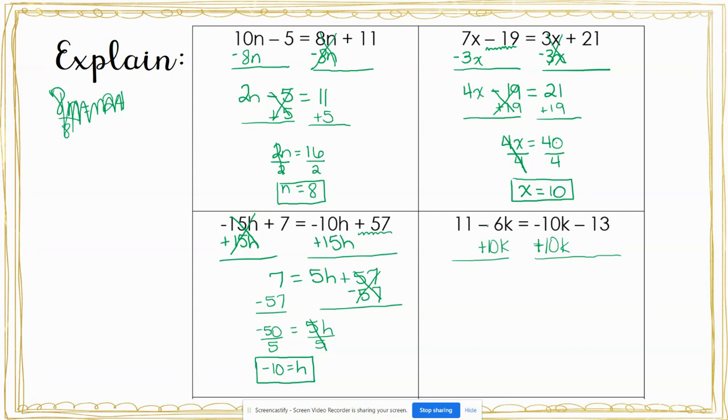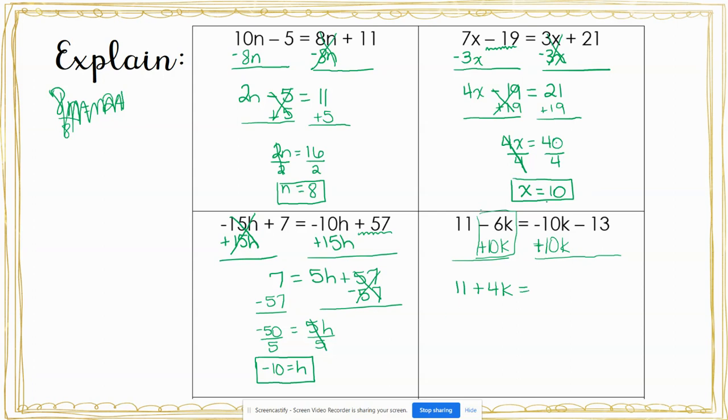Well, I haven't done anything with this 11, so I'm going to rewrite 11. And right here, we have to be careful because this is a negative 6k because of that minus sign. So we're doing negative 6k plus positive 10k. So negative 6k plus 10k gives us positive 4k. Because the 4k is positive, we're going to write plus 4k.